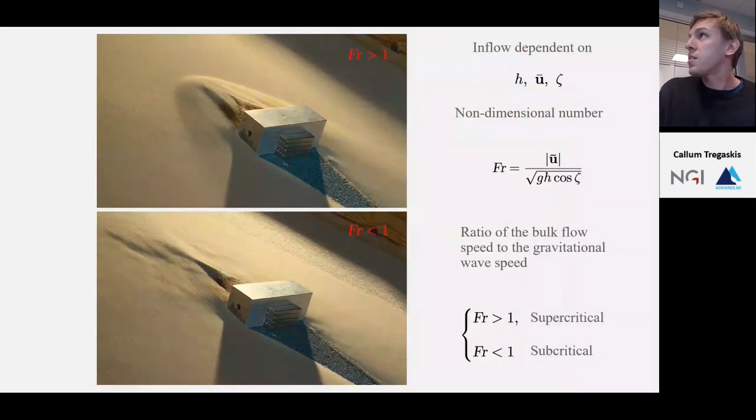This is dependent on the inflow parameters, so we can take properties that we can measure, such as the thickness and the speed, and then we want to see what is the factor that changes between these two cases, between the upstream behavior and it flowing down below the obstacle.